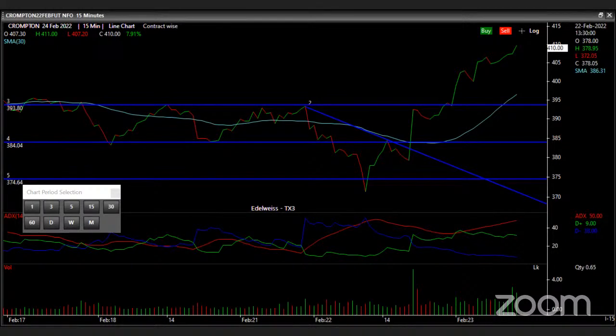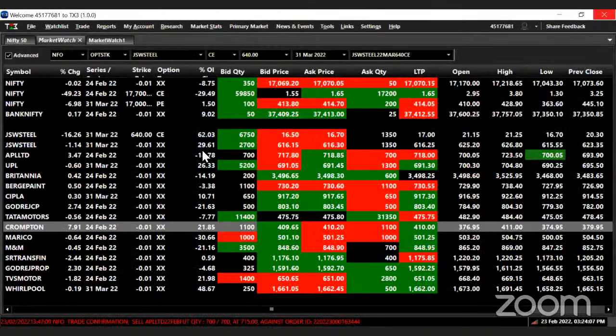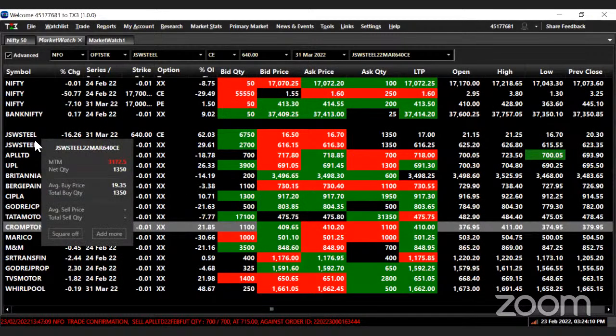So now coming up with another chart. Godrej City.